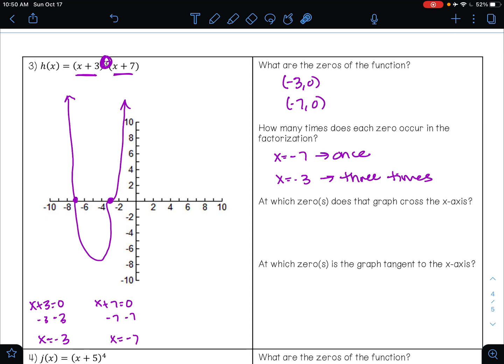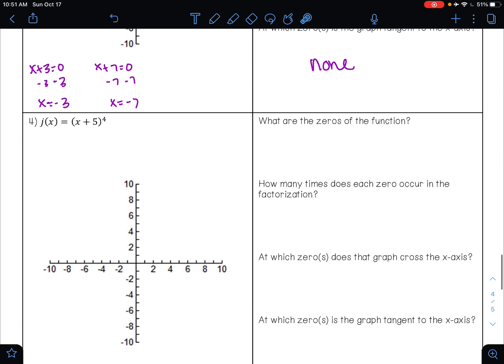At which zeros does the graph cross the x-axis? Well, it's crossing the x-axis at negative 7 and at negative 3, so at both of them. And at which zeros is the graph tangent? There are none that are tangent. Tangent means it touches and turns back around. Both of my zeros here are going straight through.